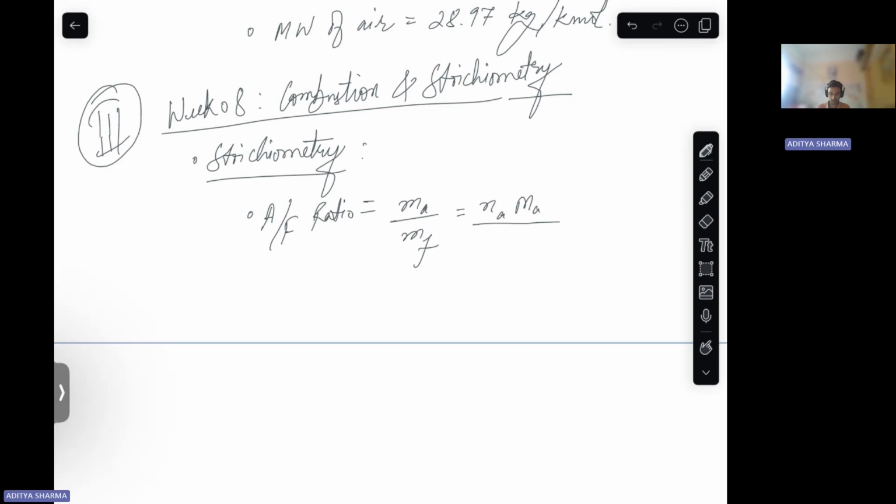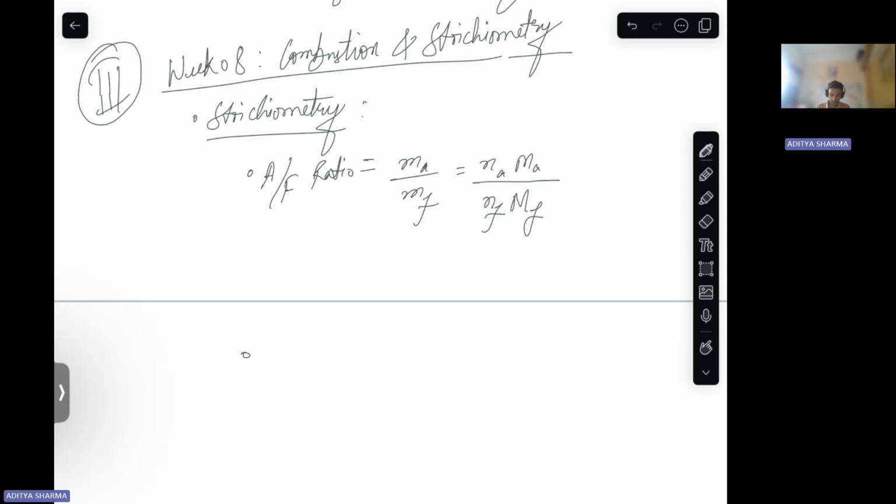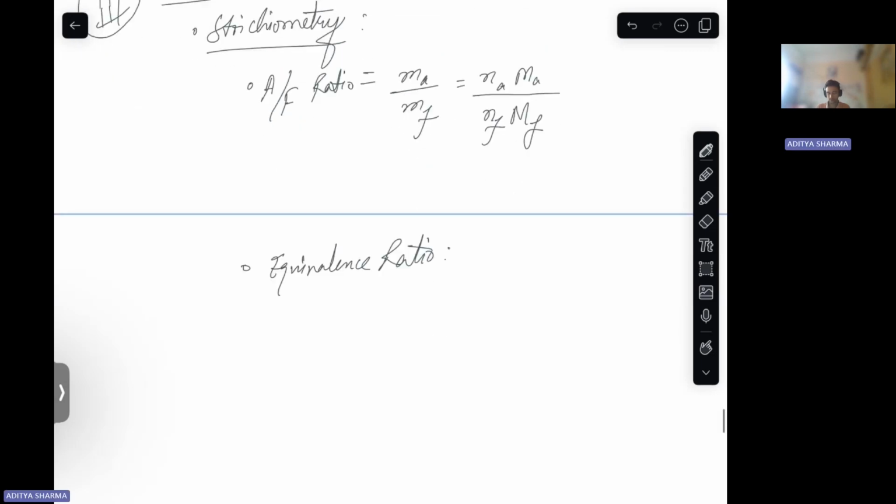Here M is the molecular weight of air, and n is the number of moles. And then equivalence ratio. Equivalence ratio is defined for your real case with respect to your stoichiometric case, which is the ideal combustion. Stoichiometric combustion is the ideal combustion. So this is denoted by phi, and this is air to fuel ratio in stoichiometric conditions divided by air to fuel ratio in actual conditions. So this is your equivalence ratio.